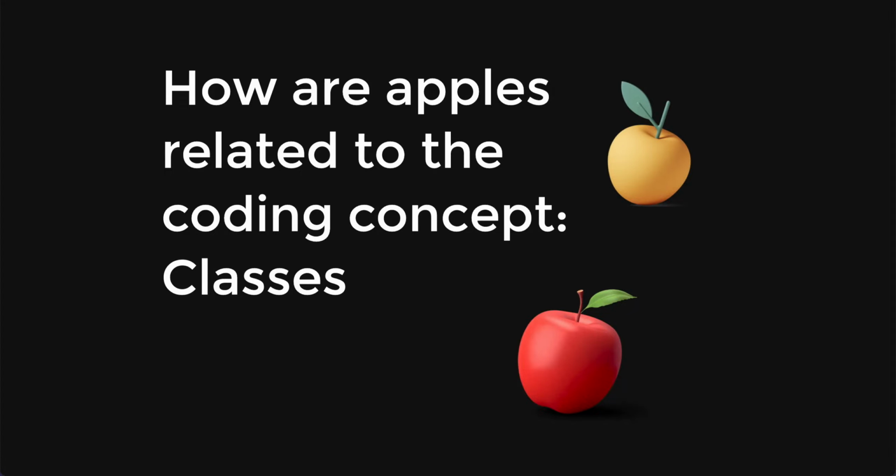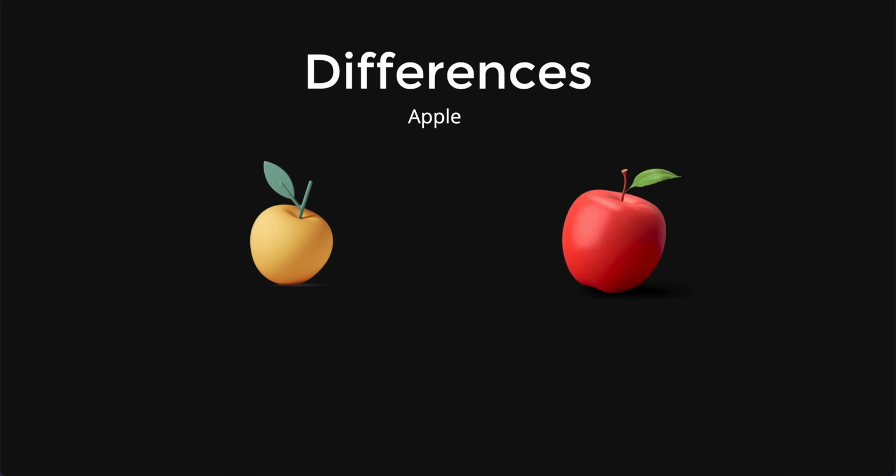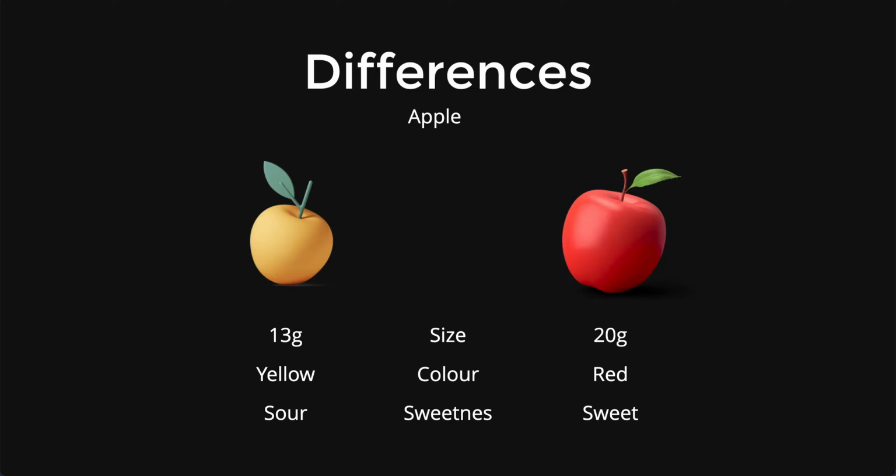How are apples related to this coding concept called classes? Well, can you spot the difference between these two apples? Actually, you can see the difference in size. The yellow apple is 13 grams while the red apple is 20 grams. The color: the yellow apple is yellow and the red apple is red. And lastly, the sweetness: the yellow apple is sour and the red apple is sweet.